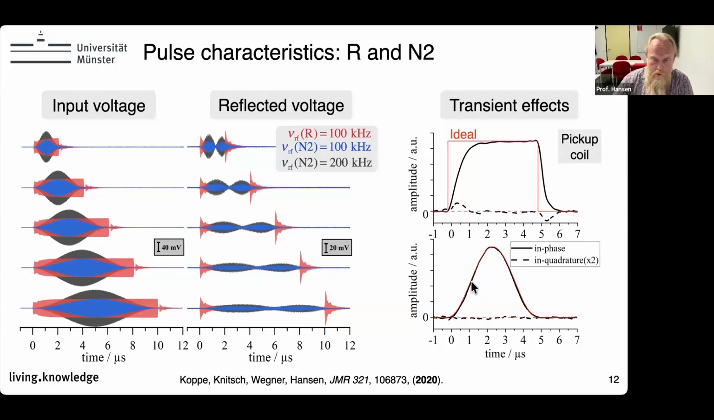For these N=2 pulses, you have exactly a match between the in-phase and in-quadrature phase, as you expected. So the transient effects are much larger for rectangular pulses, as we also know. And for these WURST pulses, you can basically neglect them.